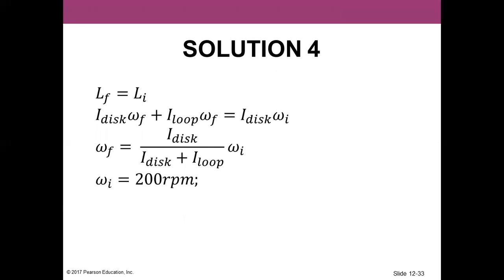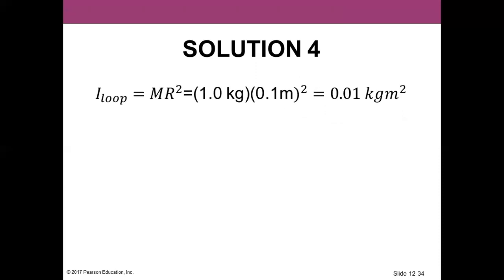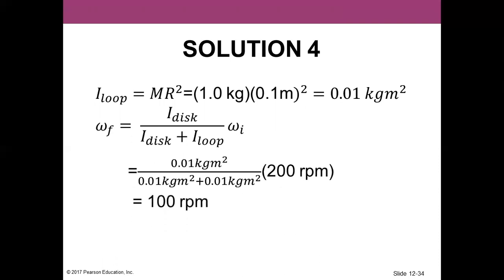We know that the initial angular velocity is 200 revolutions per minute. Then we can calculate the moment of inertia of the disk, which is half mr squared, where m represents the mass and r the radius. So we get 0.01 kg m squared. Then we also calculate the moment of inertia of the loop, which is mr squared, according to the formula, which is given as 0.01 kg m squared. Then we substitute into the formula, punch the calculator, and we get the answer.